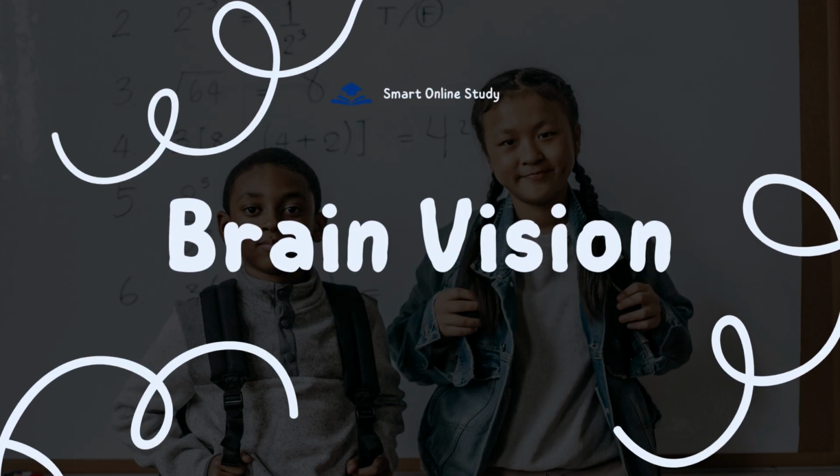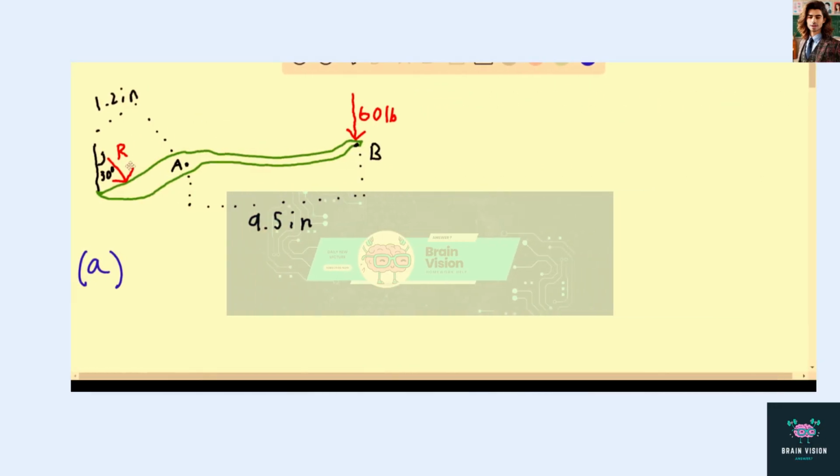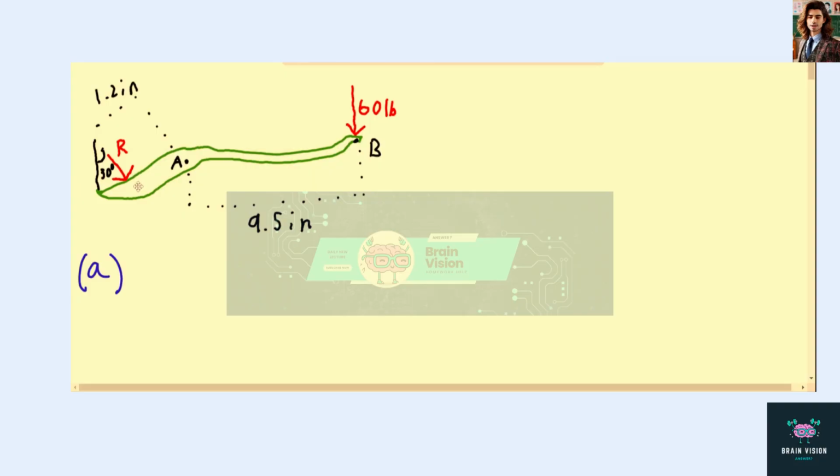Welcome to Brain Vision. We need to find the magnitude of the force that is exerted at the rod, and we also need to find the force exerted by the pin at A onto the AB rod.